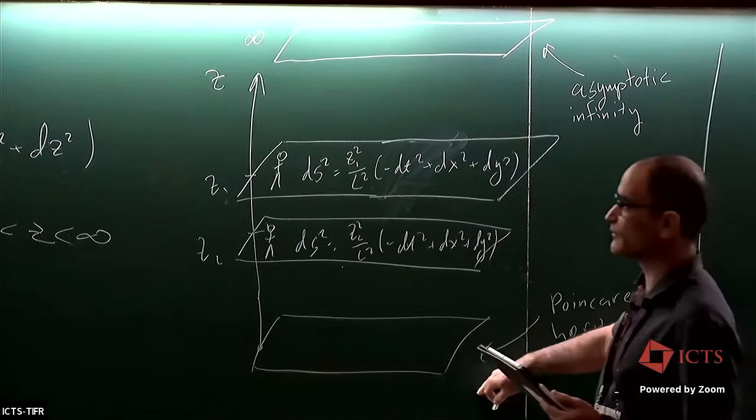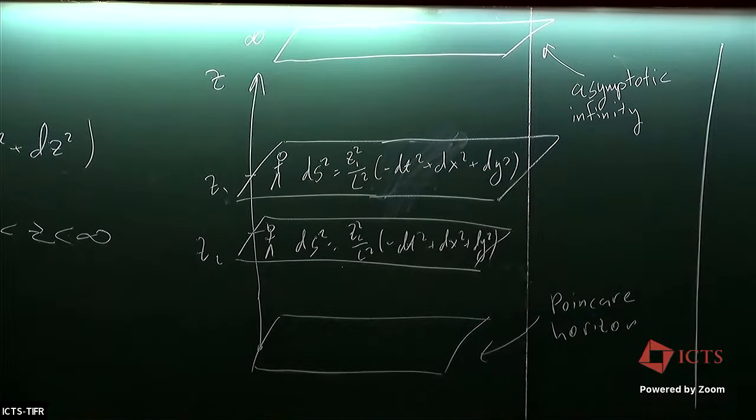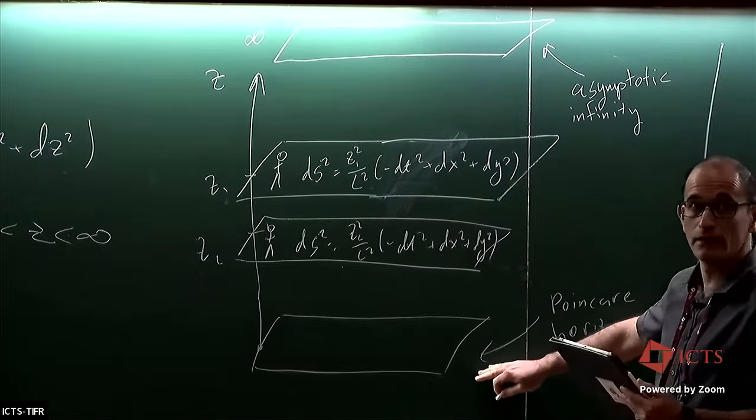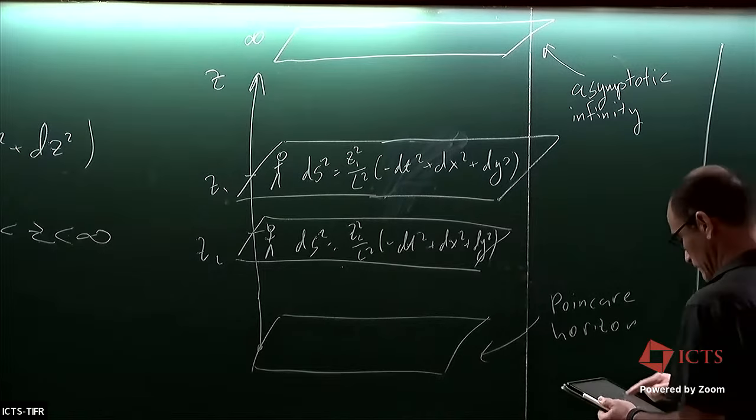Okay, so this describes anti-de Sitter space, or I should say a patch of anti-de Sitter space if I want to be precise. But again, that information isn't really important for what I have to say. So this is anti-de Sitter space, and it's a solution to the Einstein equations in the presence of a cosmological constant.